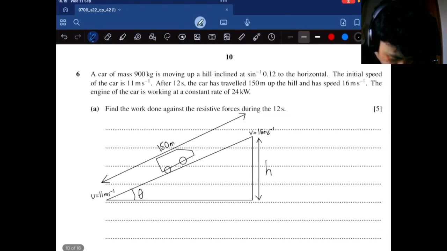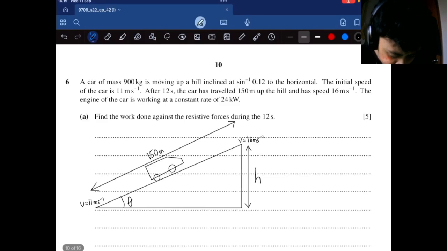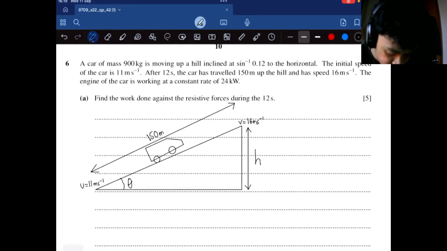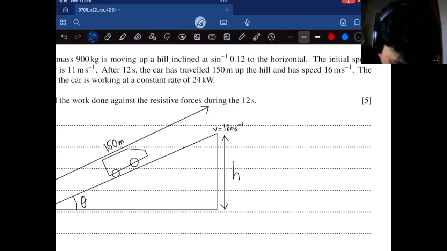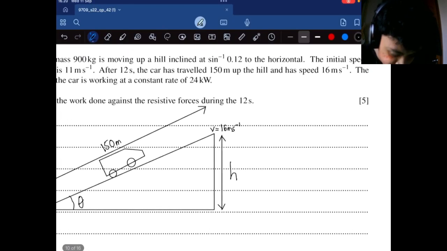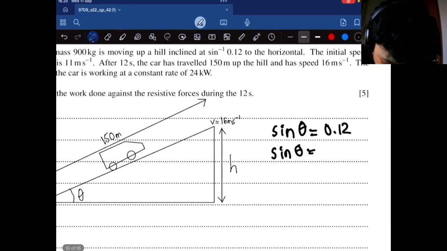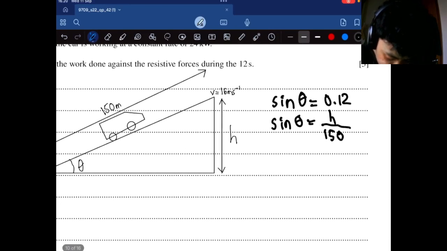Now, we also know that it is inclined at sine inverse 0.12 to the horizontal. So we need to find the height of this first. So how do we do that? First of all, because the sine inverse is 0.12, we have that sine theta is equal to 0.12. And we also know that sine usually means opposite over hypotenuse. So in this case, it's h over 150. So from these statements, we get h over 150 is equal to 0.12.